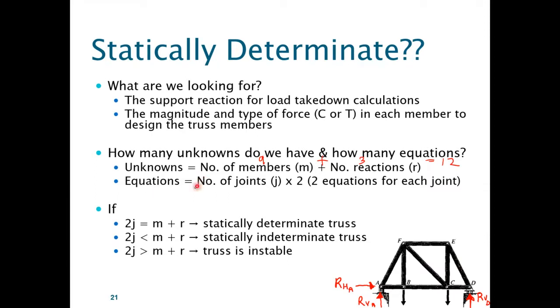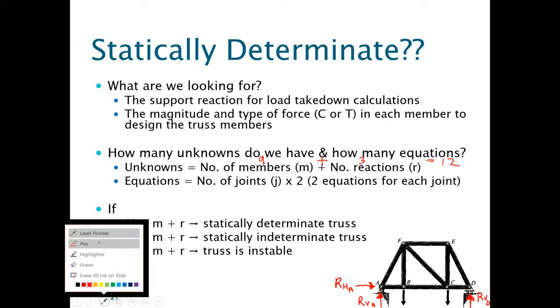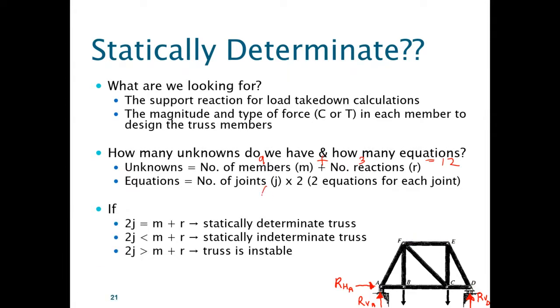The equations that we could generate is the number of joints by 2, because every joint we have, we can create 2 equations. So basically, looking at the sum of the vertical reactions and the sum of the horizontal reactions. So how many joints have we? 1, 2, 3, 4, 5, 6. So we've got 6 joints in this example. The number of joints is 6, multiplied by 2, is equal to 12. Okay? So we have 2 by 6, which is effectively equal to 12.